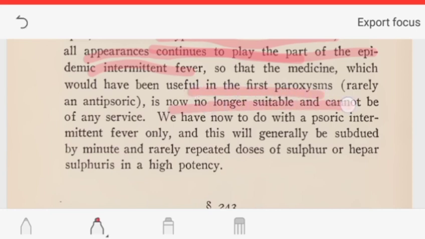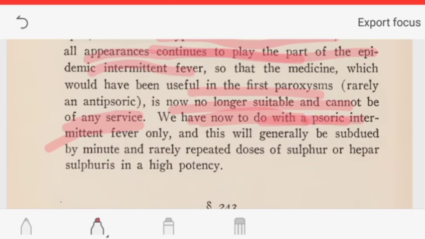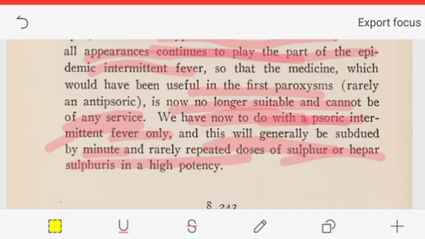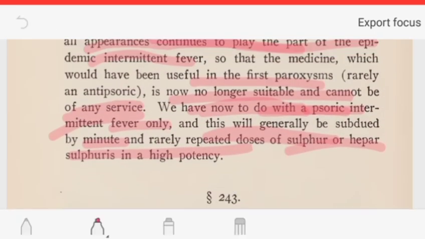Now this endemic comes to the epidemic variety, so the medicine which was useful in the first paroxysm is no longer suitable and cannot give any service, because the first paroxysm was left uncured by the allopathic medicine. The latent psora is now developed, and the first paroxysmal medicine is not suitable for that person. So we first remove that miasm, that is, we give the psora medicine in a minute dose, generally sulfur, rarely repeated. But this case is now hard to cure because of the allopathic treatment.